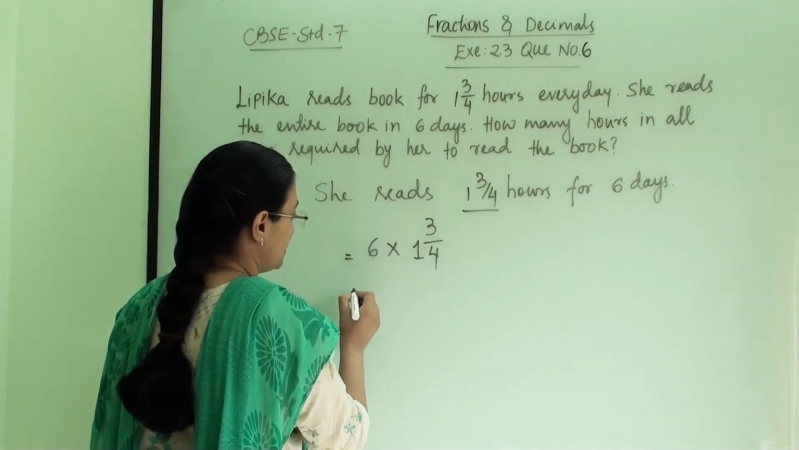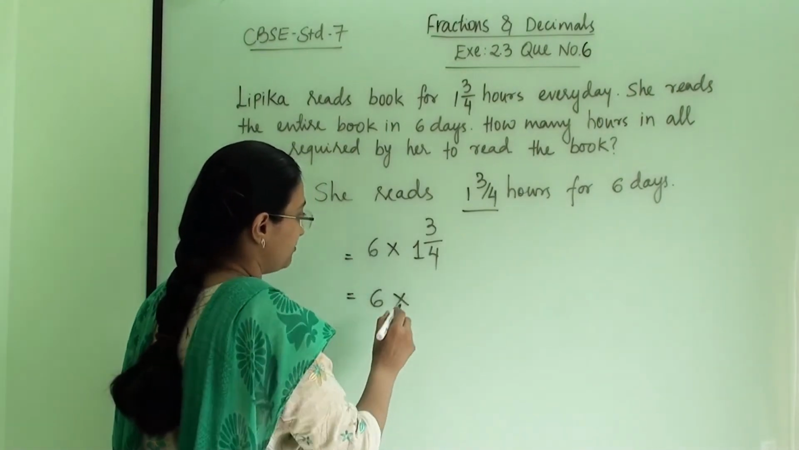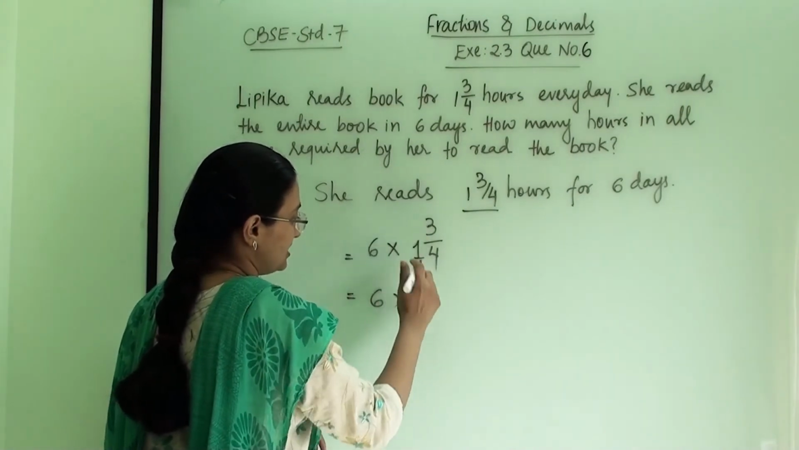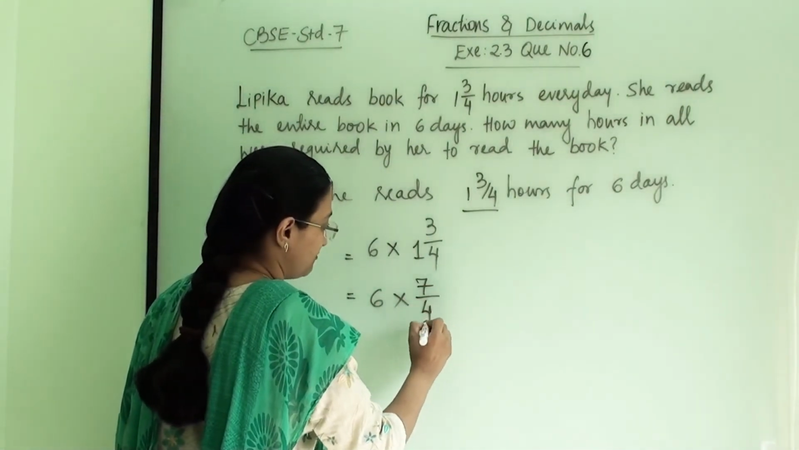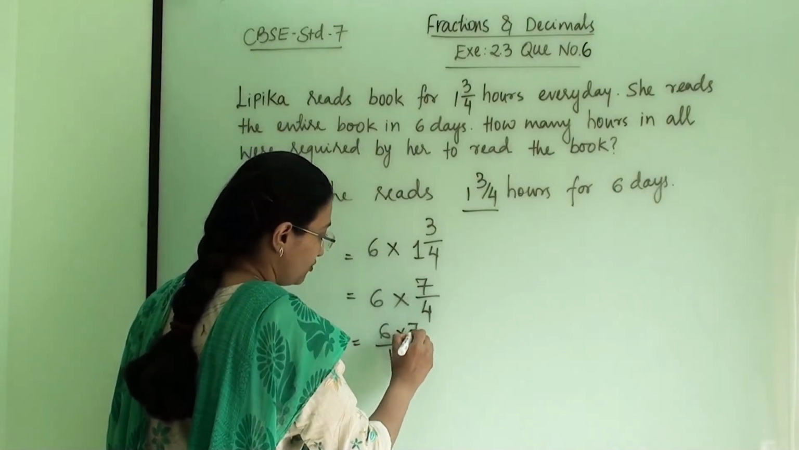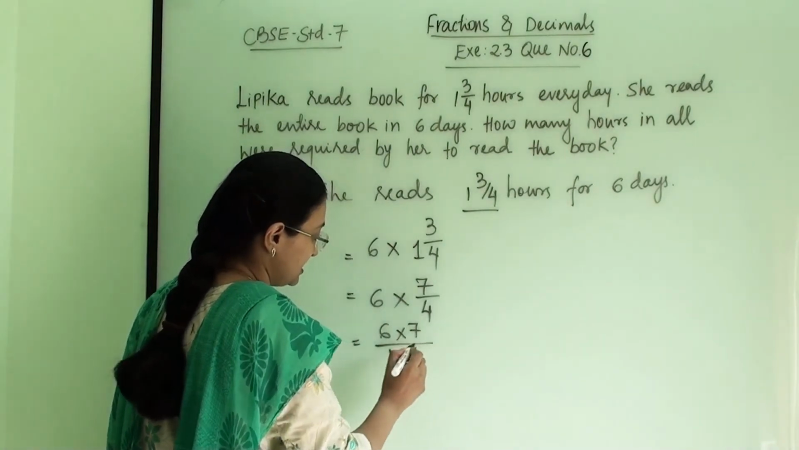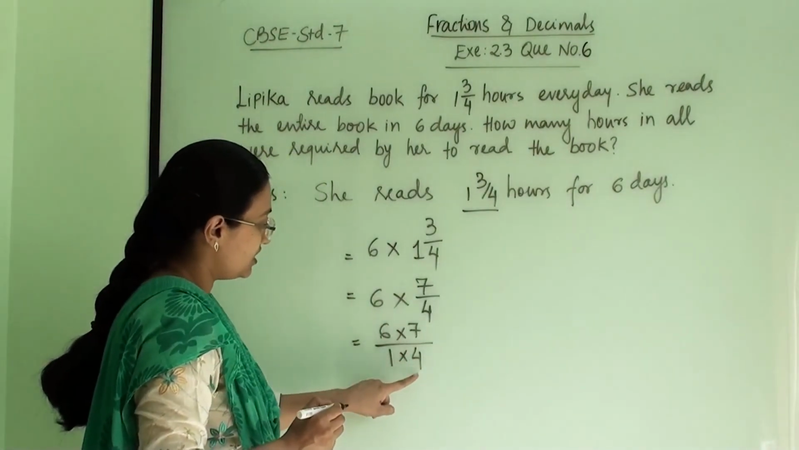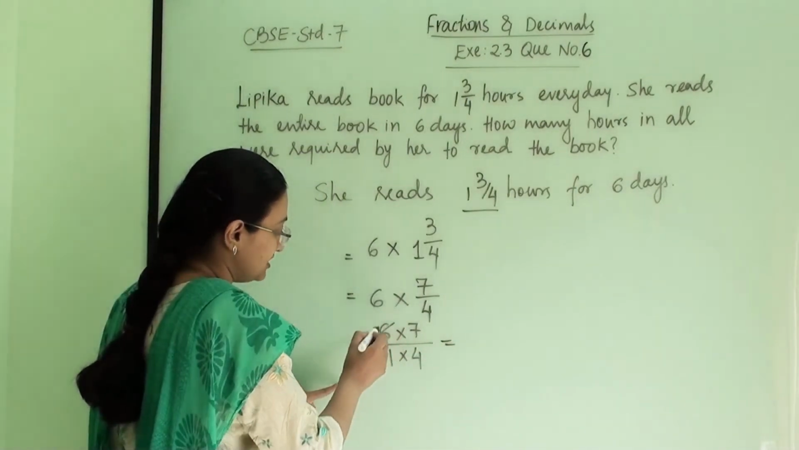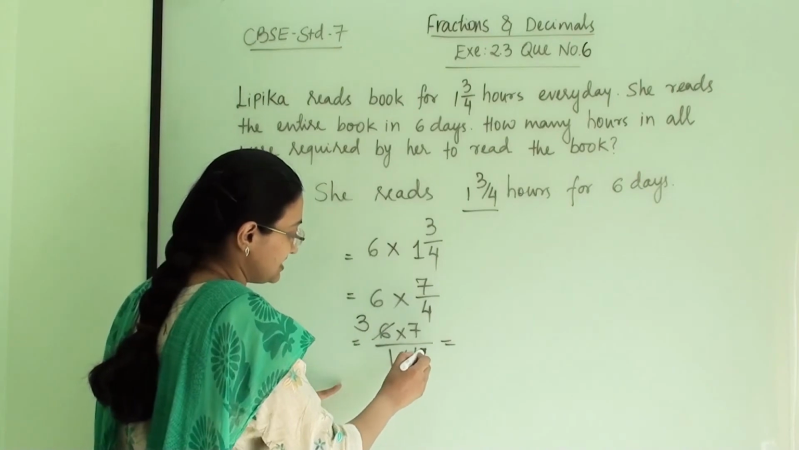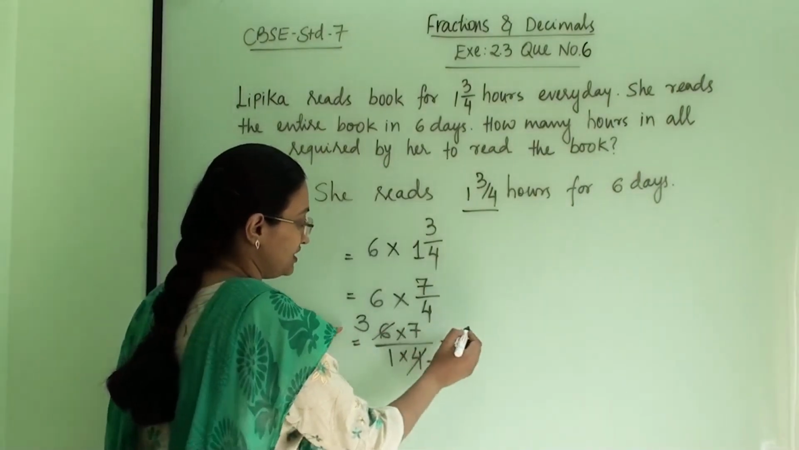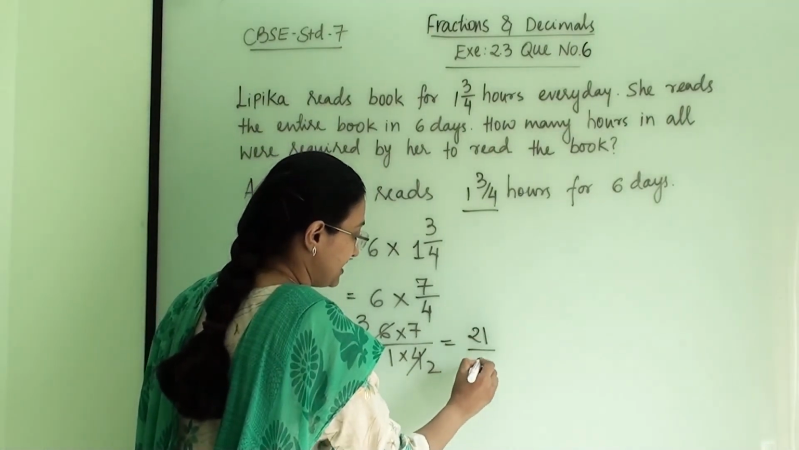Now let us convert this into improper fraction. So 1 4s are 4 and plus 3. So we will get here 7 divided by 4. This is whole number. So we will write 1 here and then followed by multiplication. That's 6 into 7, 1 into 4. So here we can reduce it further, that 3 2s are 6 and 2 2s are 4. So here we will get 7 into 3. So it is 21 divided by 2.